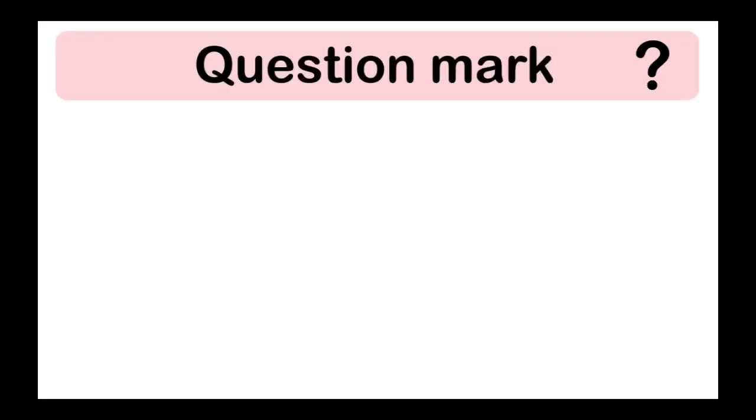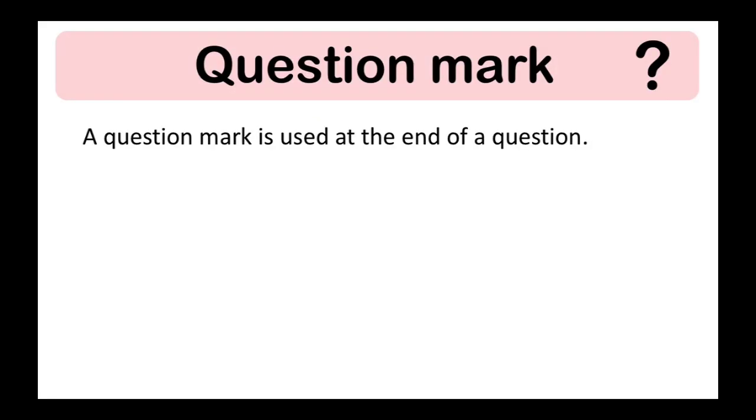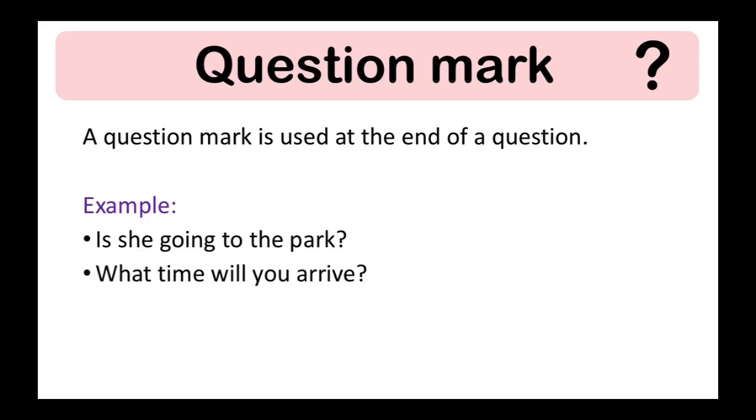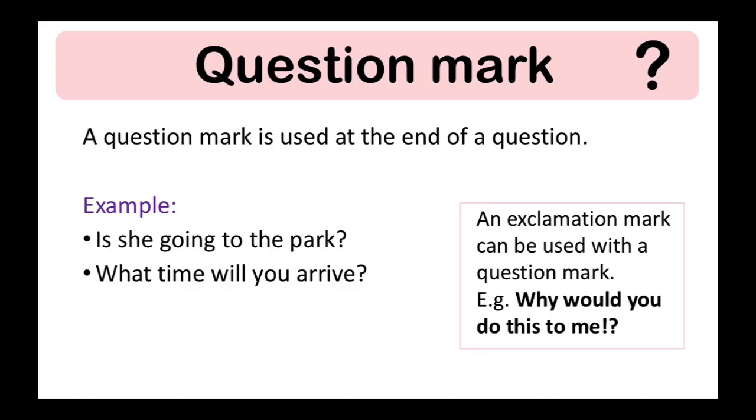Question mark. A question mark is used at the end of a question. For example, is she going to the park? What time will you arrive? Remember, an exclamation mark can be used with a question mark. For example, why would you do this to me? The exclamation mark indicates strong emotion, and the question mark indicates a question is being asked.